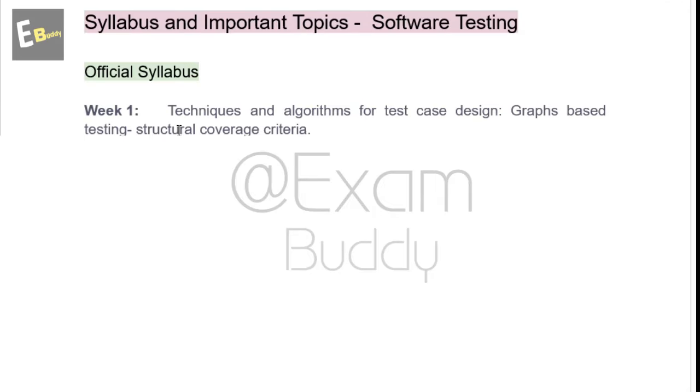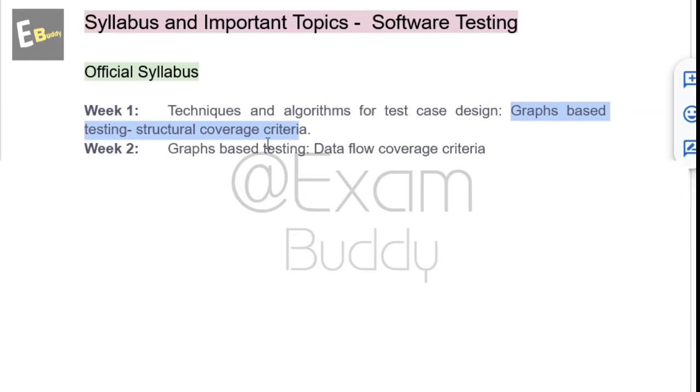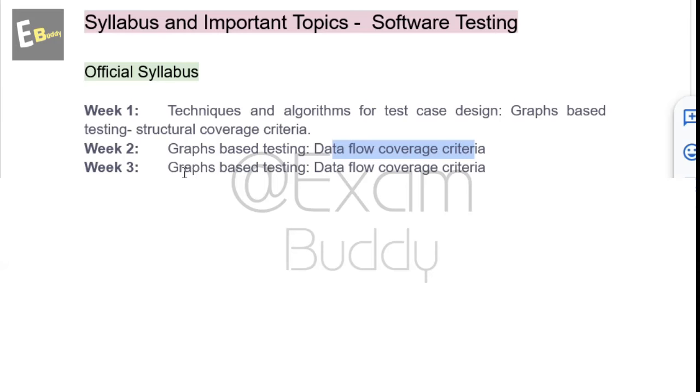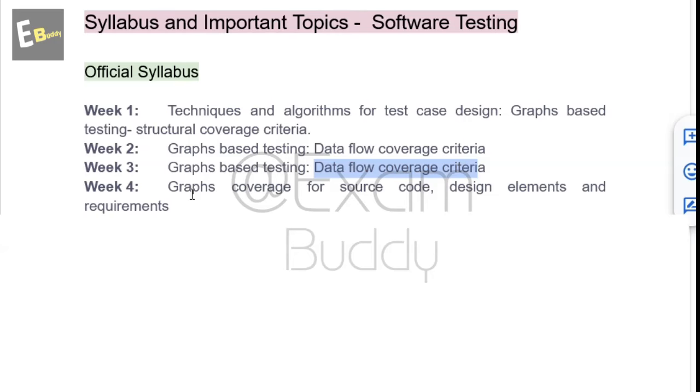Week first is techniques and algorithms for test case design, such as graph-based testing and structural coverage criteria. In week second, you have to study graph-based testing like data flow coverage criteria. And in week third, also graph-based testing, data flow coverage criteria. And in week fourth, you have to study graphs coverage for source code, design elements, and requirements.